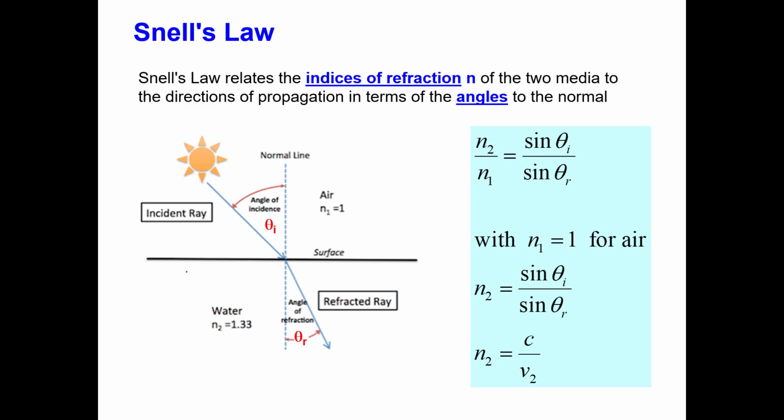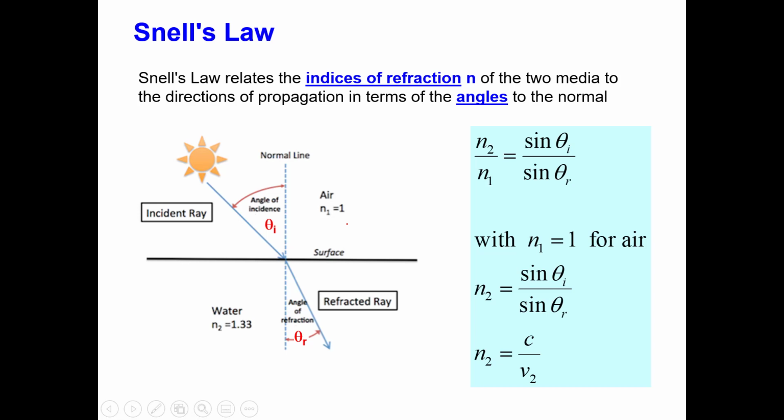This is how we can correlate the index of refraction with the incident angle and with the refraction angle. And this law that correlates the index of refraction of the two materials and the incidence angle and the refraction angle is called Snell's law. And what Snell's law says is the ratio. Let's first explain the picture we had here.